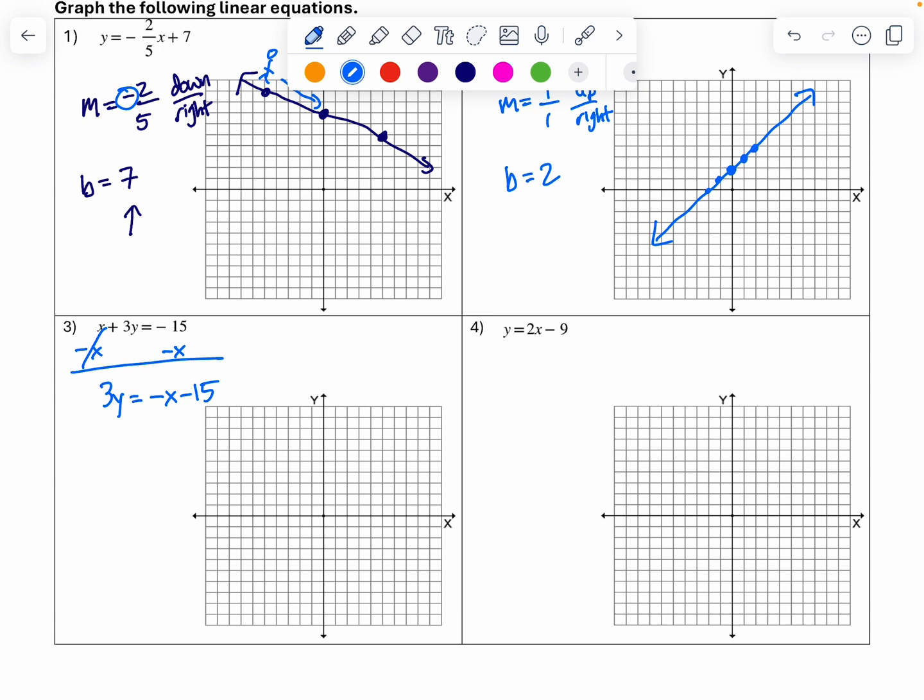In front of that negative x, I'm going to put the invisible 1 because I just like for there to be a 1 there. Then we're going to divide by 3 everywhere to get y by itself. So we're left with y equals -1/3 x minus 5. So here our slope is -1 over 3, and our b is -5. So we're going to put a point at -5. And then our slope is -1, so down 1, positive 3, so down 1 to the right 3, down 1 to the right 3, or up 1 to the left 3.